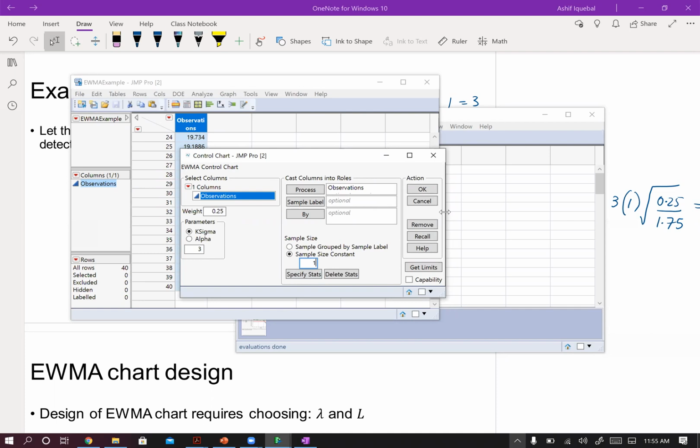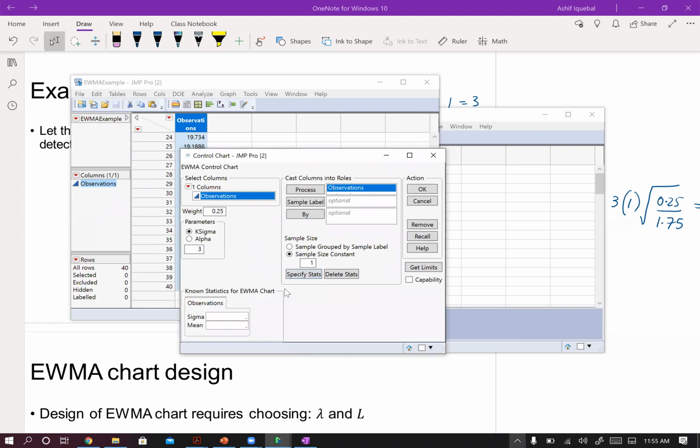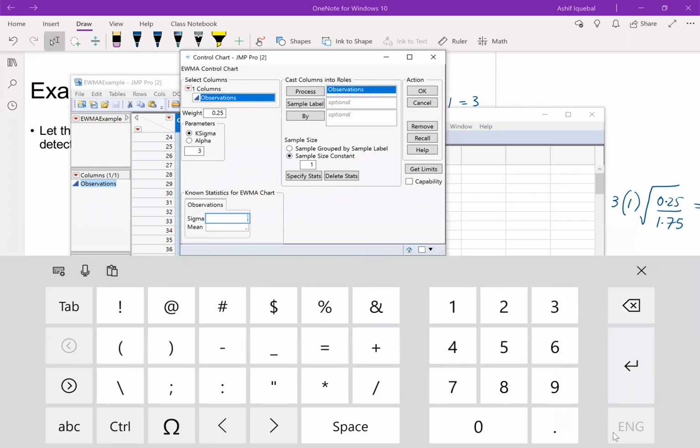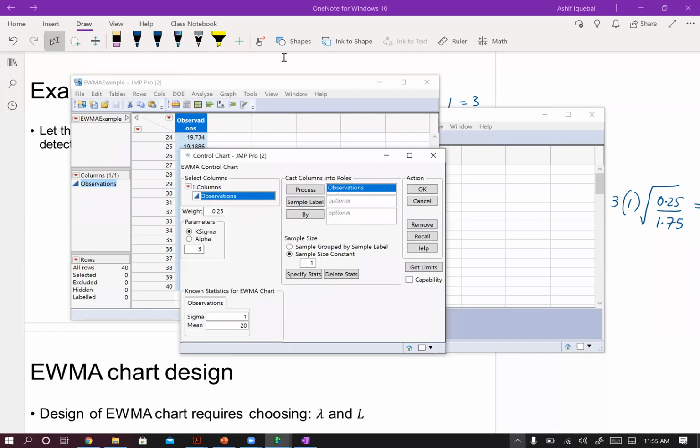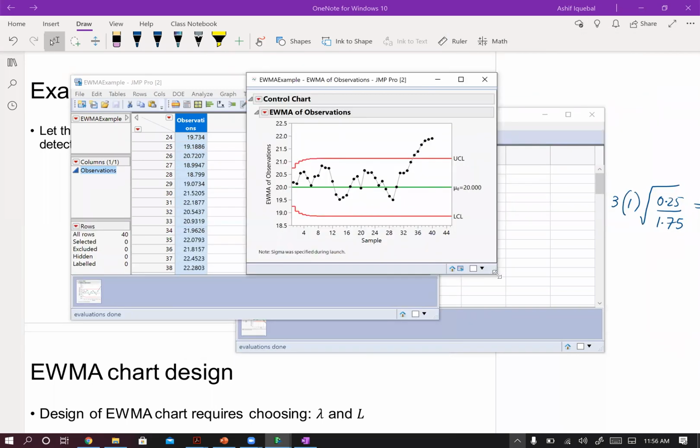So you specified these values. The last thing that you want to specify here is click on specify stats. Now, if you click on specify stats, you have a couple of options here. You can specify the sigma and the mean when the process is in control. Now we know these two values, right? So let's specify the value of sigma, which is equal to 1, and mean, which is the in control process mean, and we know that this is equal to 20. Once we specify these values, click OK, and now you will get your control chart.